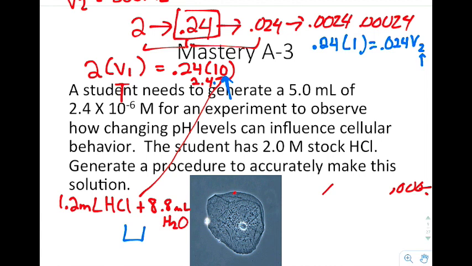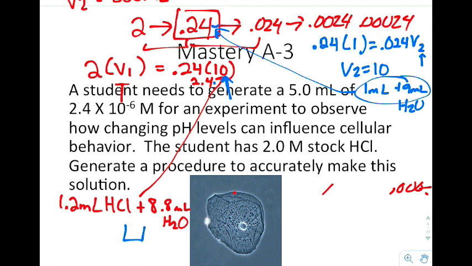If you were to take 0.24 times 1 and divide it by 0.024, volume 2 ends up being 10. So here's where you get that whole idea of the 10 to 1 dilution. So you would add 1 mil of the 0.24 solution to 9 mils of water. And that's the process of a serial dilution. So you take 1 mil of this, 9 mils of this, and the total volume ends up being the 10 to 1 dilution.